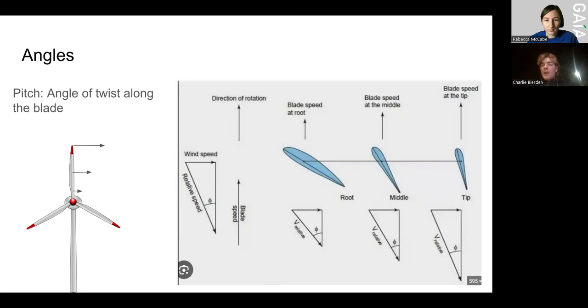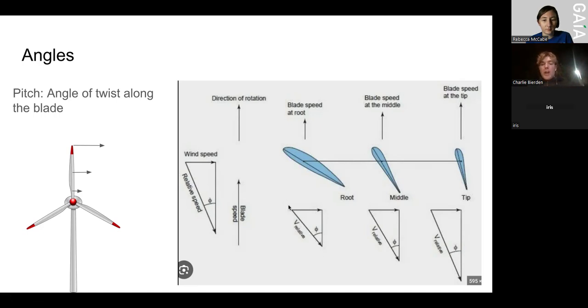Because of the relative, sorry, I'm having trouble explaining this, but a point at the tip of the blade as it rotates will be rotating at a higher relative velocity than a point closer to the hub. That vector will create a different relative speed of not only the wind coming into the face of the turbine, but also the turbine itself moving. And so this creates a diagonal vector, as we can see here.